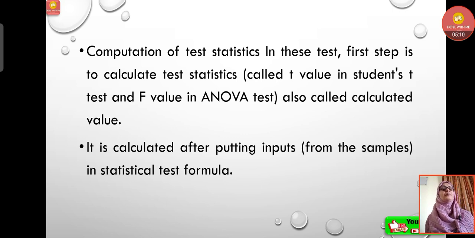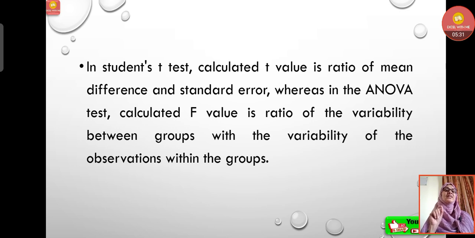Now, computation of test statistics in these tests. The first step is to calculate the test statistic, that is called the t value in Student's t-test and the f value in the ANOVA test, also called the calculated value. It is calculated after putting inputs from the samples in the statistical test formula. In Student's t-test, the calculated t value is the ratio of mean difference and standard error, whereas in the ANOVA test, the calculated f value is the ratio of the variability between groups to the variability of the observations within the groups.